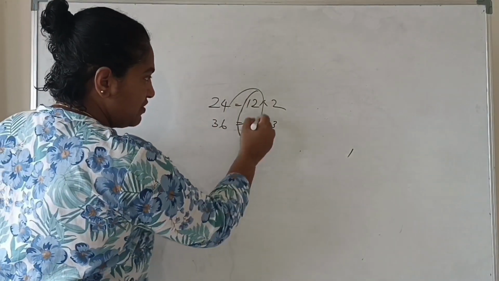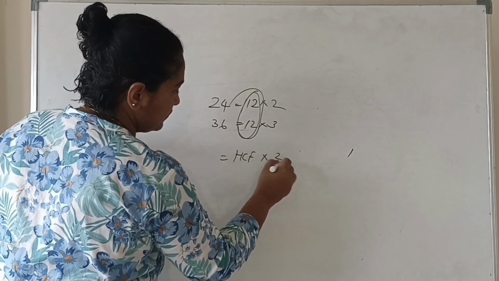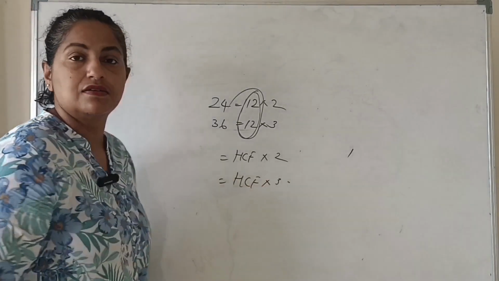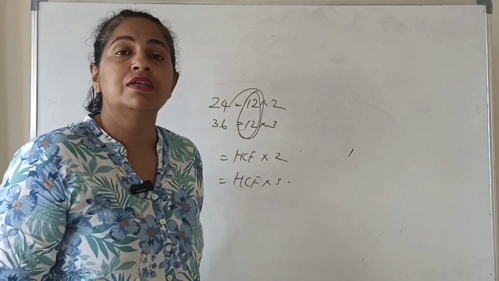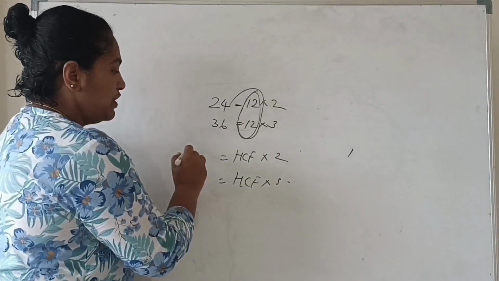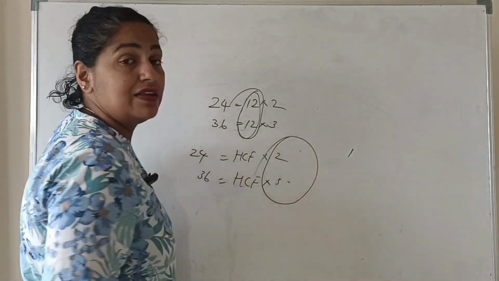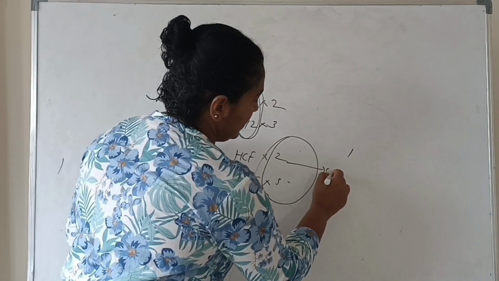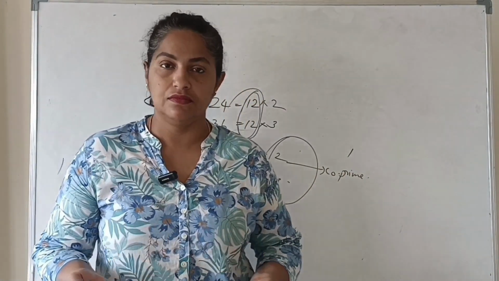Now, this is our HCF. One number is HCF into 2 and the other is HCF into 3. Correct? What can you understand from the remaining numbers in this equation? 24 is HCF into 2 and 36 is HCF into 3. You can see that 2 and 3 are co-prime. They do not have any more factors in common.